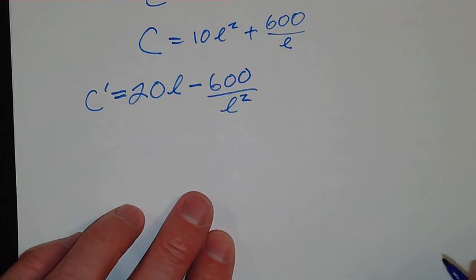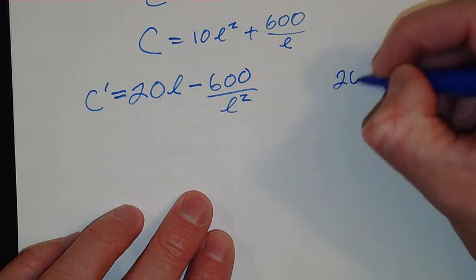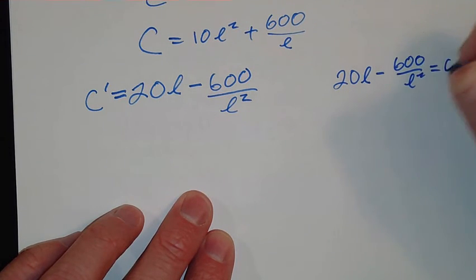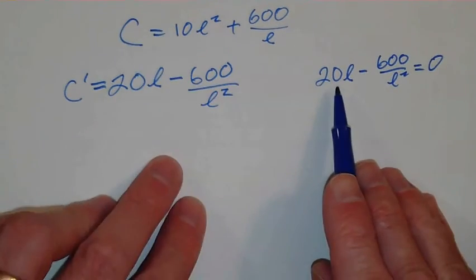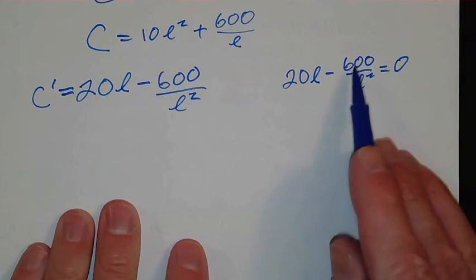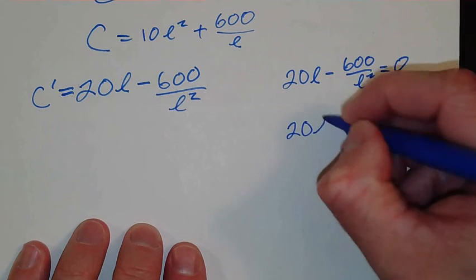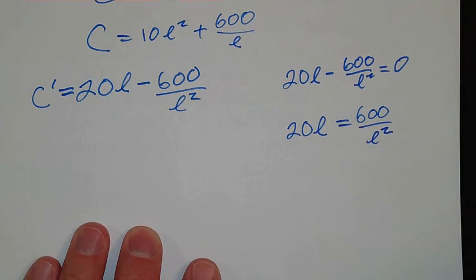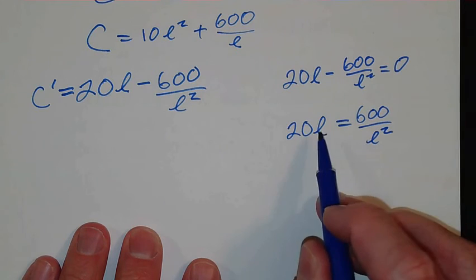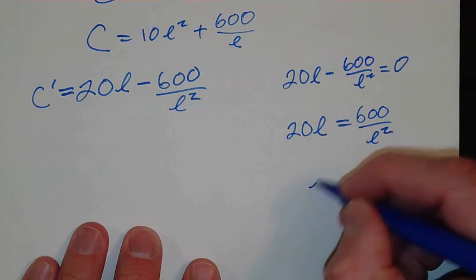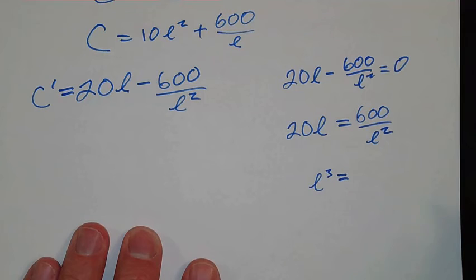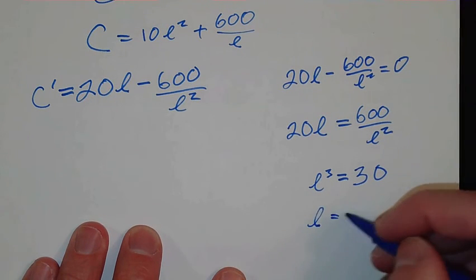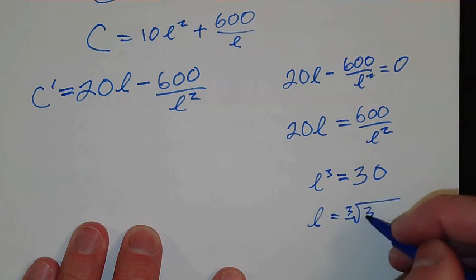So let's go ahead and set this derivative equal to 0. If 20L minus 600 over L squared equals 0, here we are again. Positive term minus another term equals 0. Let's move that term over to the other side. I'm going to multiply by L squared, divide by 20 to get L cubed equals 600 divided by 20. I believe that's 30. And the length of one of the sides is the cube root of 30.